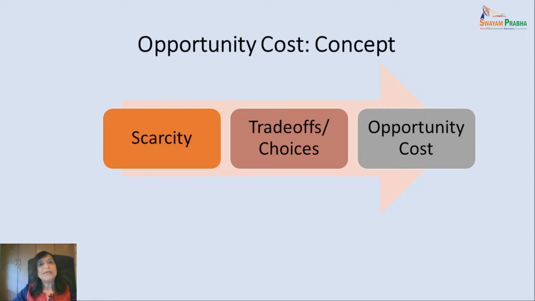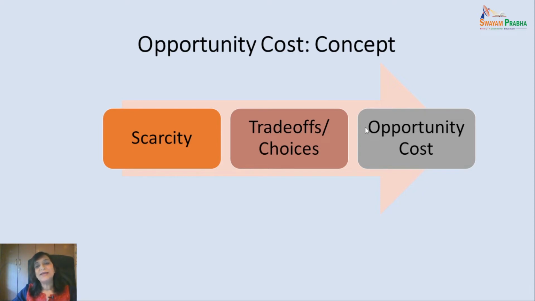So, to meet those unlimited needs, people need to make choices so that those limited resources which are scarce are used to fulfill whatever my objectives are. So whenever we are making a choice, in order to get one, I am leaving another. We get to this concept of opportunity cost.